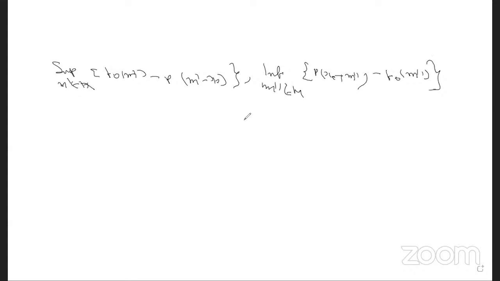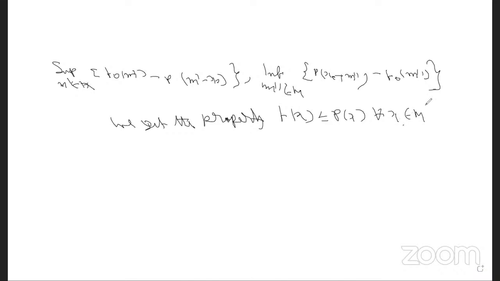So we get the property. We get the property f of x is less than or equal to p of x for all x belongs to m'.